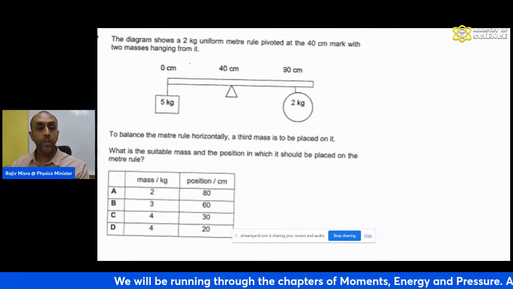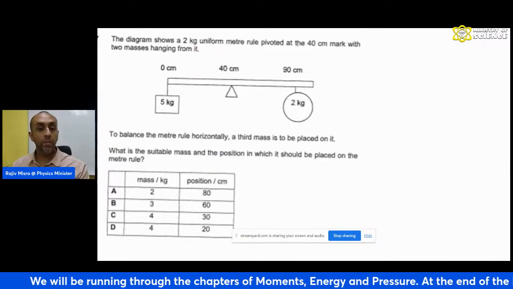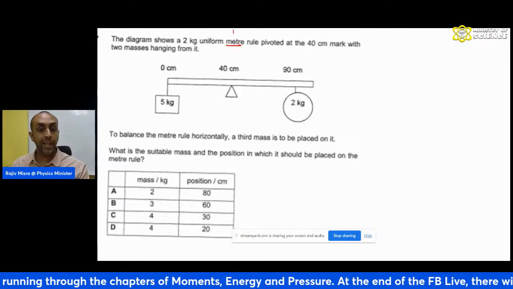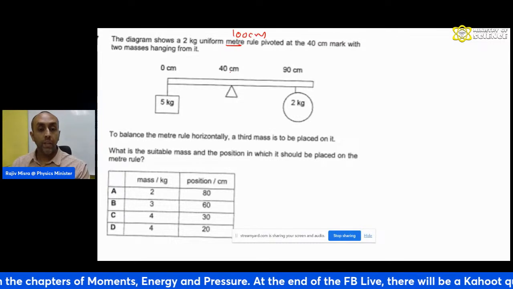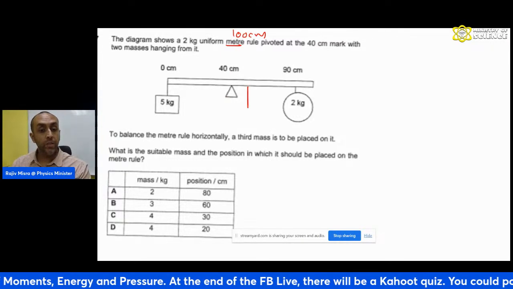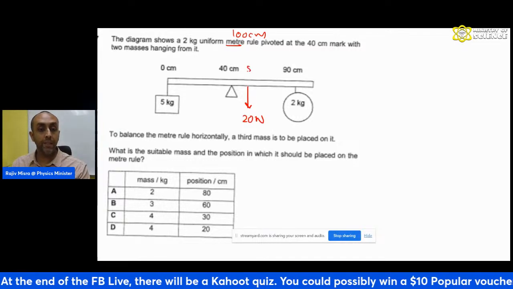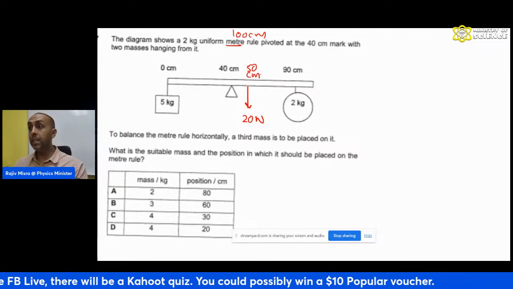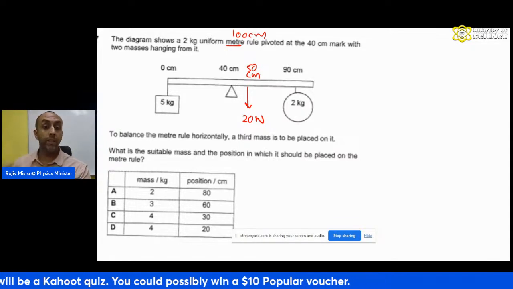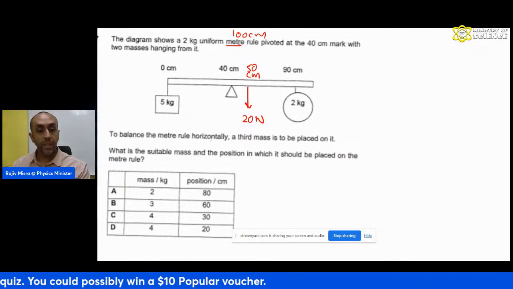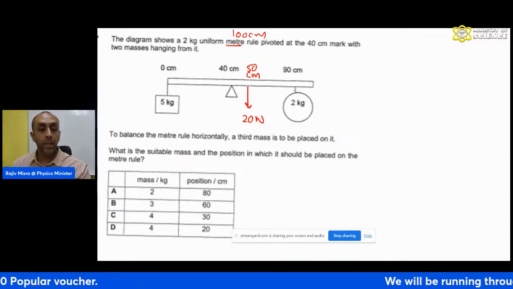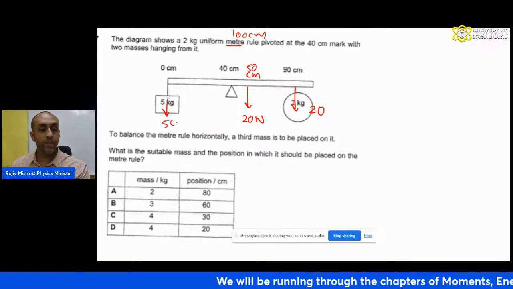Now, if you look at this question, a 2 kg uniform meter rule, pivoted at... meter rule just means 100 cm. Now, if you look at the pivot, it's at 40. So that means your ruler's weight, the 20 newtons, is actually at the 50 cm mark. So these are things that you can read from the question and then you figure out. To balance the meter rule horizontally, a third mass is placed. What is the suitable mass? Take note, this is 20 newtons, this is 50 newtons.